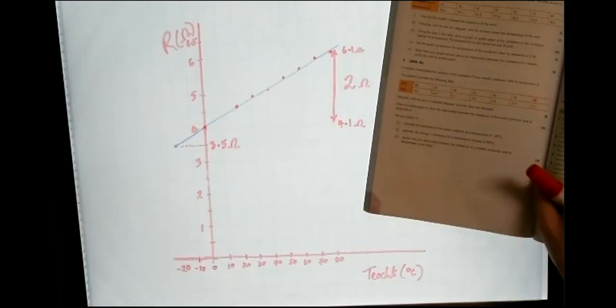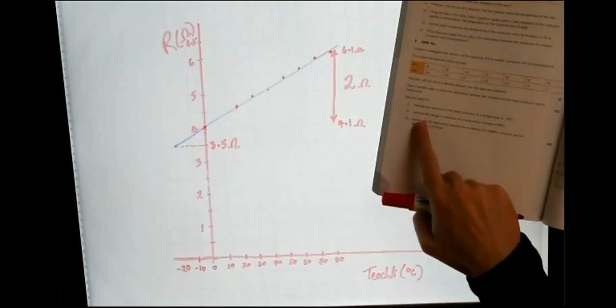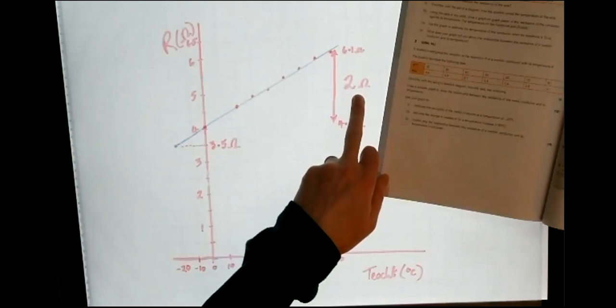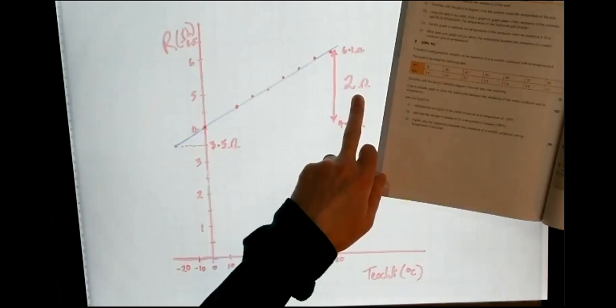Estimate the change in resistance for a temperature increase of 80 degrees Celsius. So there's a change in resistance of 2 ohms.